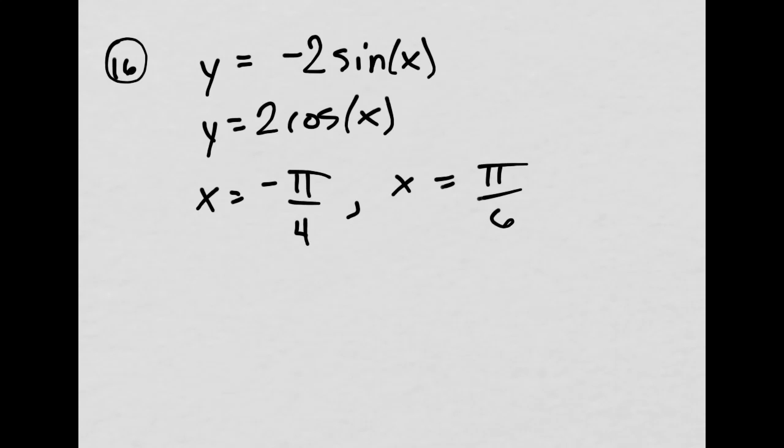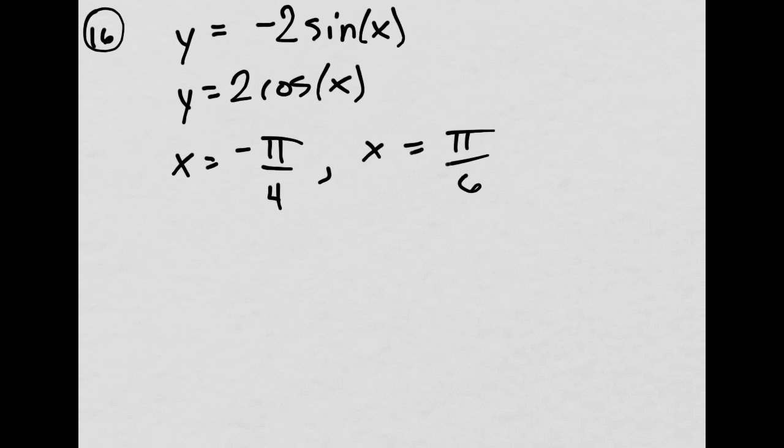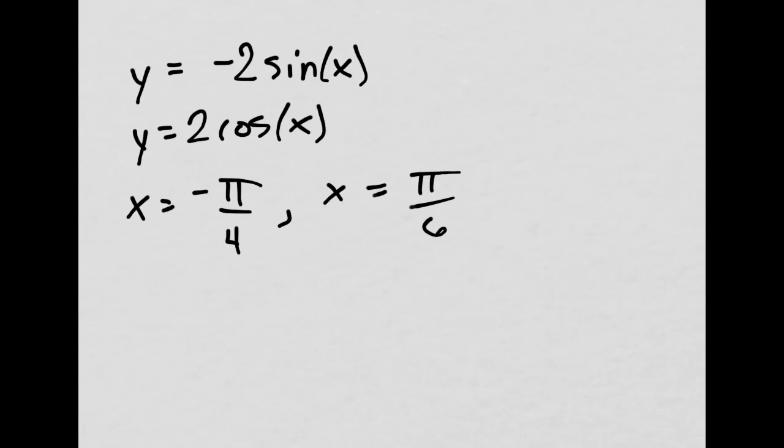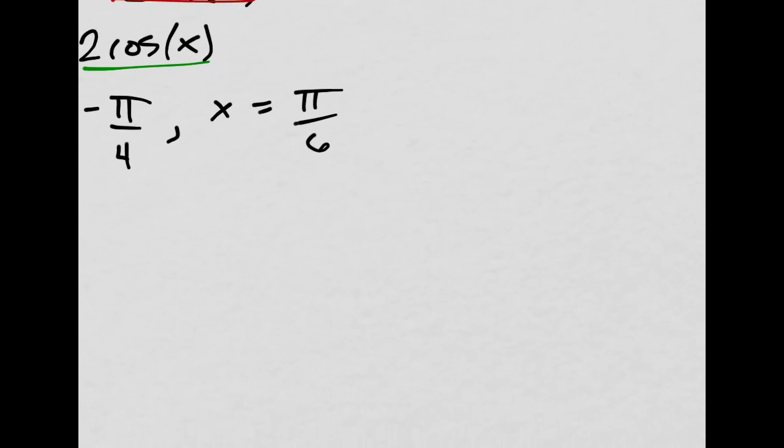You're supposed to find the area bounded by these two functions between negative pi over 4 and pi over 6. So we've got to graph these. These are almost the regular graphs of sine and cosine, except the amplitude is changed and the sign is flipped over. So I'm going to graph them. I'll graph this one in red and the other one in green.